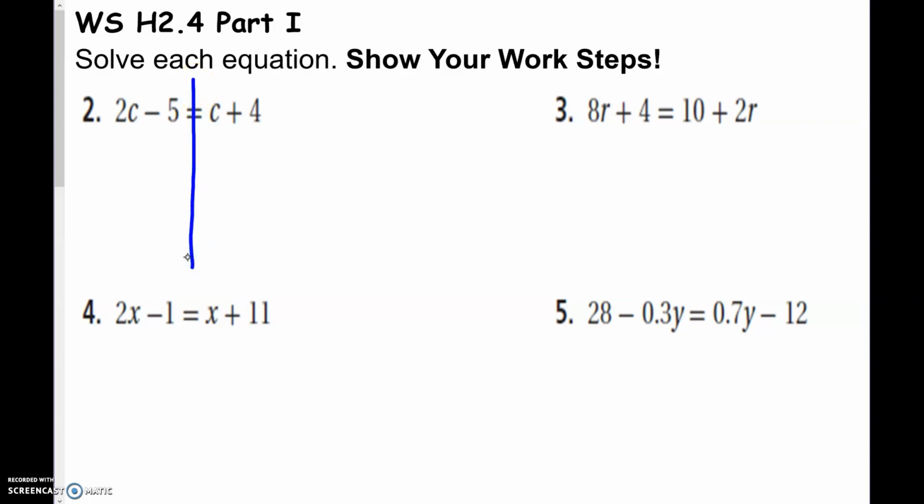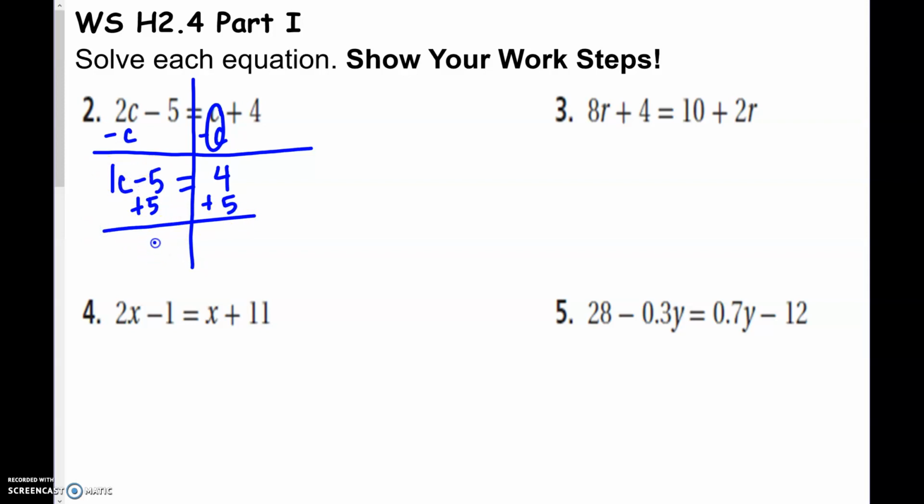So we can see that we have a 2c on one side and a c on the other. I like to move the smaller one first, and one is smaller. So I'm going to subtract c from both sides. 2c minus 1c is just 1c, minus 5 equals, and these cancel, and we just have 4. So 1c minus 5, because that says a negative 5, we are going to add 5 to both sides. And we know mathematicians don't need that 1 in front of the c, so we're just going to write this as c, and these cancel, and 4 plus 5 is 9.